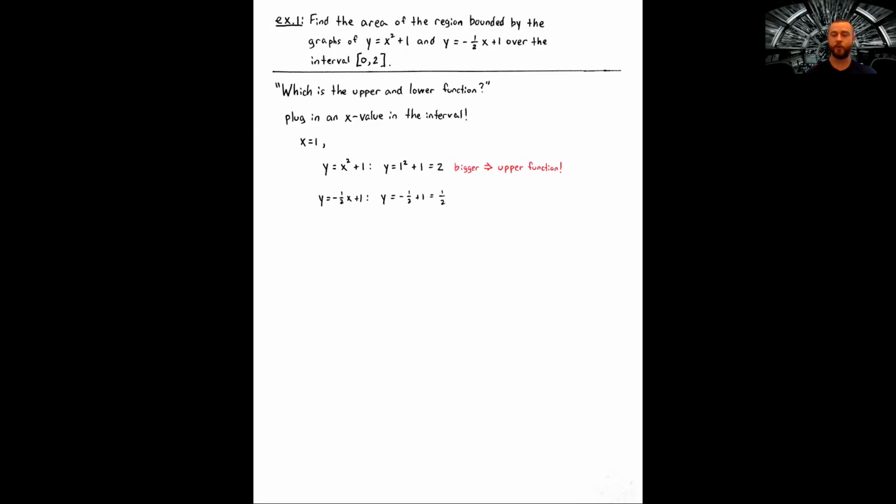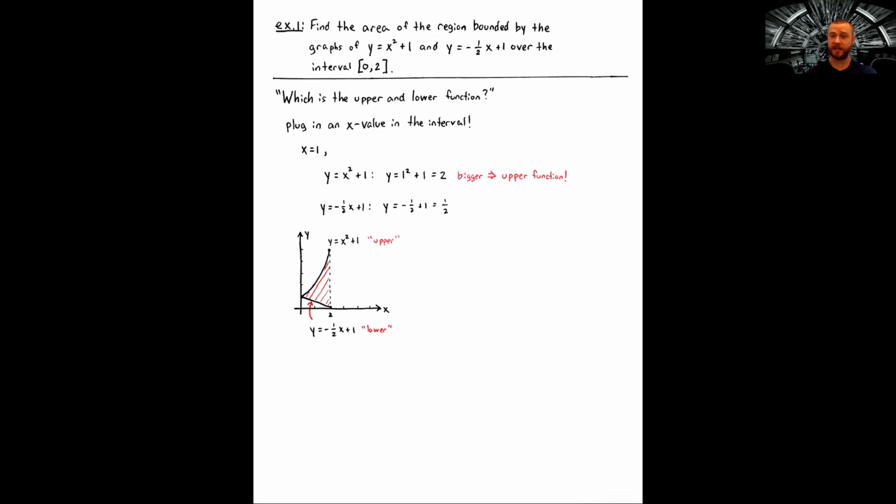So you can see here, we chose x equals 1, plug that into your two functions, and you get that the bigger y or function value comes from the curve y equals x squared plus 1. So y equals x squared plus 1 must be the function on top, the upper function, and then y equals negative 1/2 x plus 1 must be the lower function. This is, again, just a nice little tip to figure out which is the upper and lower function if it's not easy to graph.